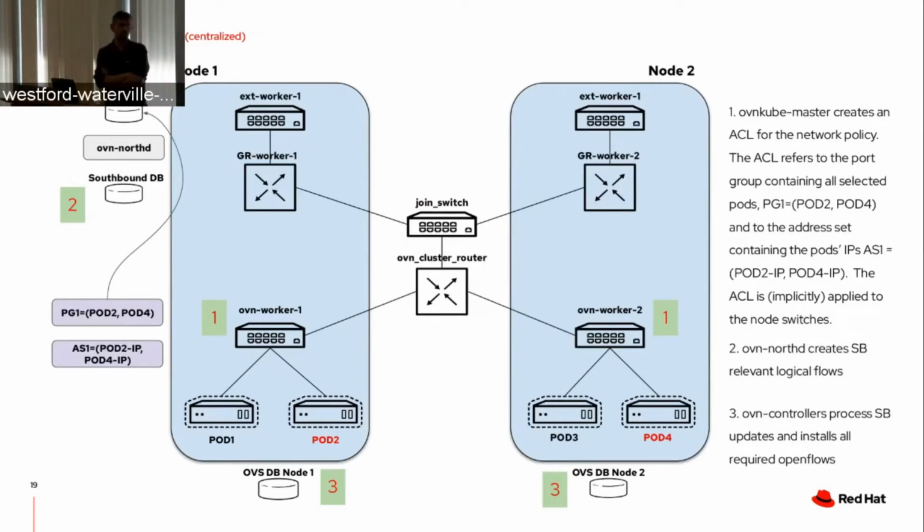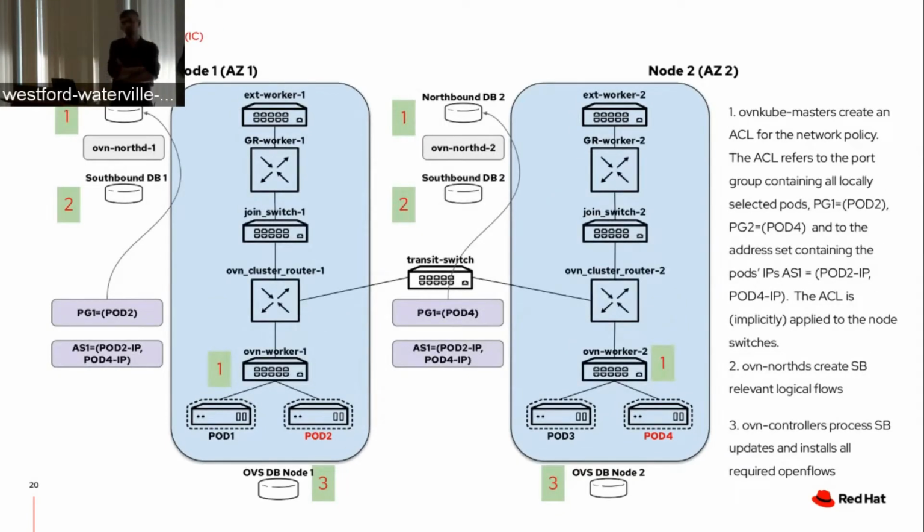For network policy, that's implemented in OVN Kube by using ACLs that refer to the ports, the pods that the network policies select, via a port group and an address set. And the ACLs get applied on the node switches. In the IC case, what we have to do is split the port groups and create independent port groups in every zone, including only the pods that are local to the zone, and everything else stays the same. We apply the same ACL on the switches of both zones.